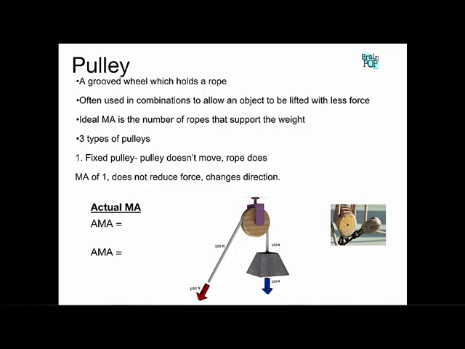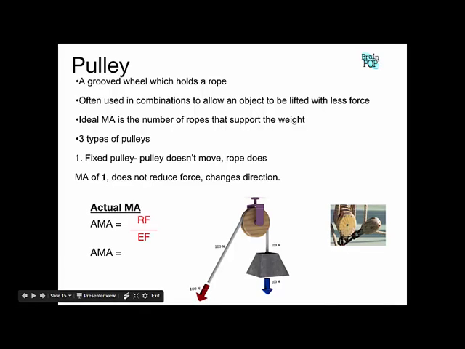So in this case, we calculate our actual mechanical advantage. If this has a weight of 100 newtons, it calculates mechanical advantage, RF over EF, which gives us 1. Now, does anyone see a problem with this calculation? Because I do. What would be a problem with this example that I'm giving, where the actual mechanical advantage is 1?